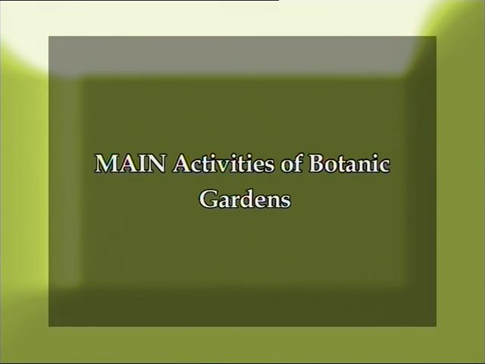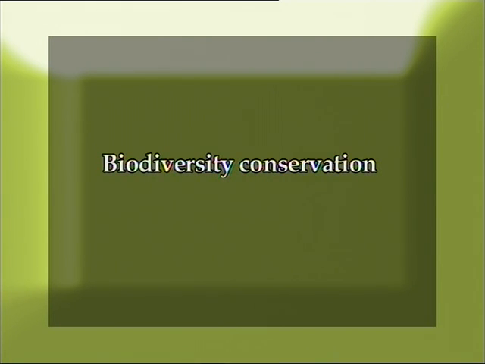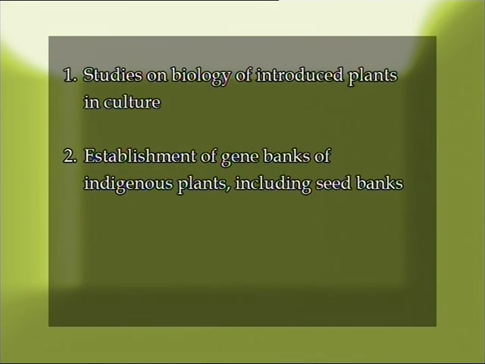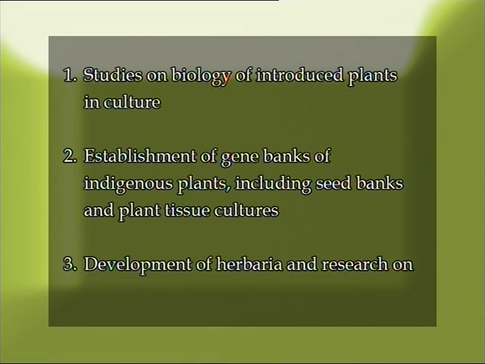Now, we will discuss the main activities of botanic gardens. The main activities of botanic gardens are: number 1, biodiversity conservation and related studies. Under this heading, the following points are to be studied. First, studies on biology of introduced plants in culture. Second, establishment of gene banks of indigenous plants, including seed banks and plant tissue cultures. Third, development of herbaria and research on plant systematics.